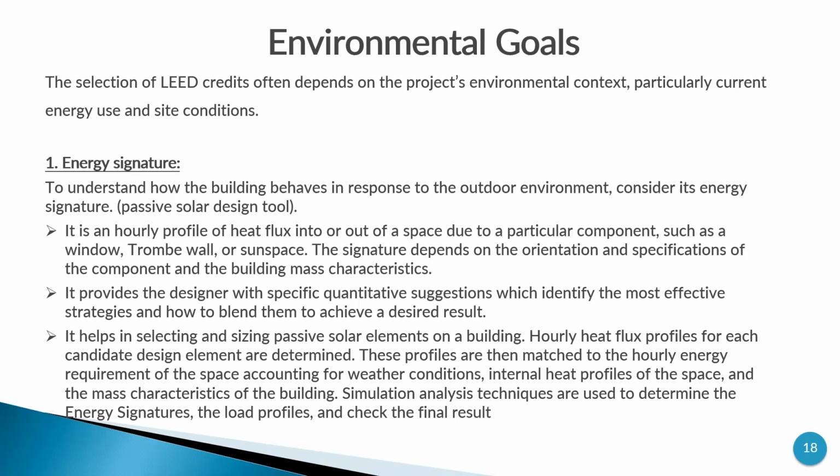So this is a passive tool generally used in the design part of it. Basically, they calculate an hourly profile of heat flux into or out of the space due to particular components such as a window, Trombe wall, or a sun space. Means based on the materials used in the building facade or building envelope, how it is reacting, means the amount of energy consumption that is happening. The signature depends on the orientation and specification of the components and the building mass characteristics.